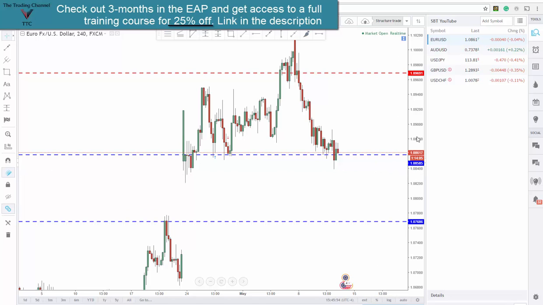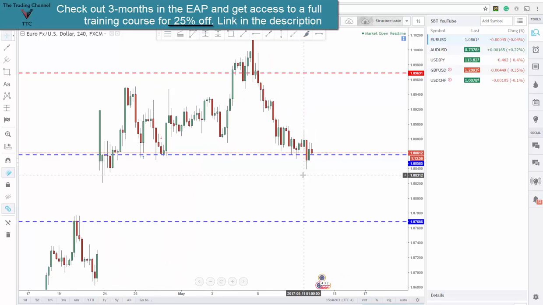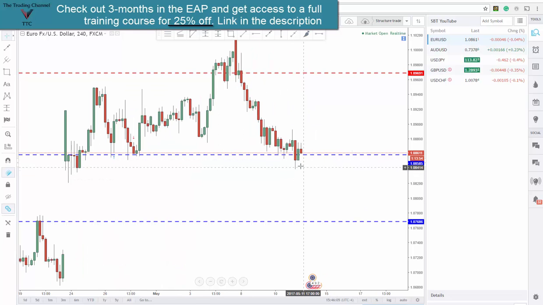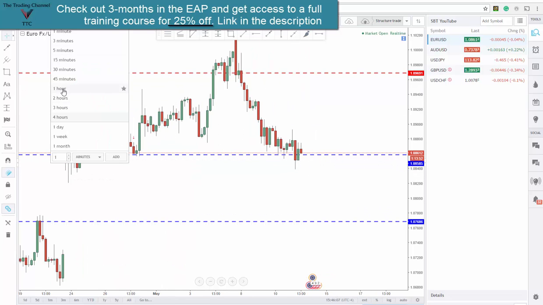But in this case, as I said, we're going to be looking for double tops and double bottoms at our key levels of structure. We are right around a blue level, which is a support level. I don't see any type of double bottom here on the 4-hour chart. So let's drop down another time frame.